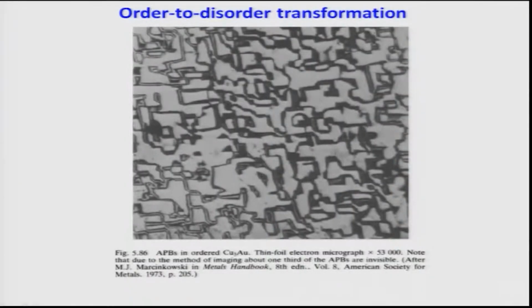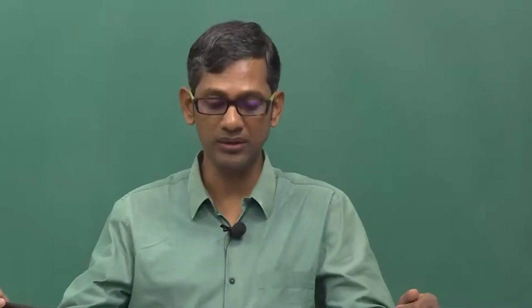You can see the antiphase domain boundaries look like a zigzag structure. So, across these boundaries, atomic bonding is between similar atom types. Within these domains, these similar-type bonds are preferred. That is a major difference between the ordered and the disordered structures.